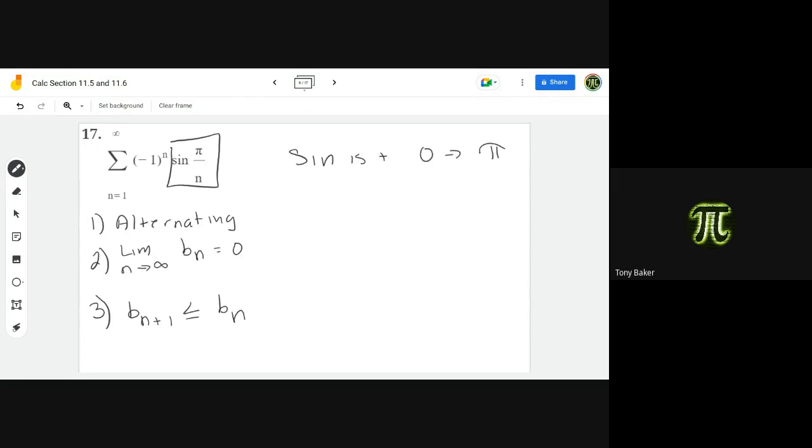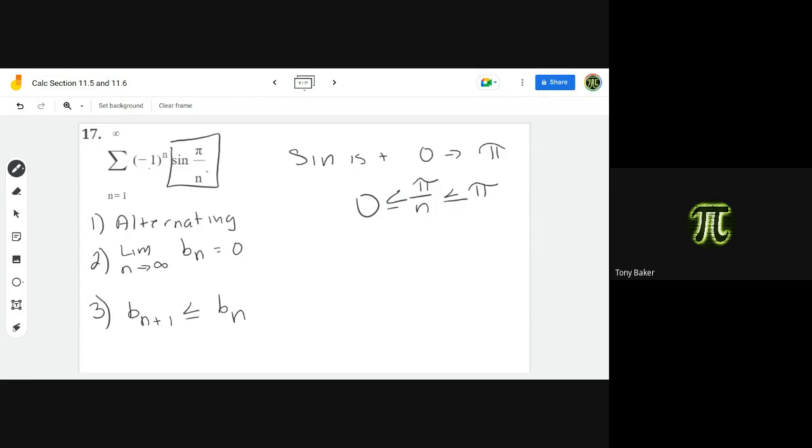So, no, you just have to show. In this case, sine is positive between 0 and pi, right? Pi over n is always less than or equal to pi and greater than or equal to 0. It's between there. So since the number that I'm using is always between 0 and pi, it's always positive. So we're good, because as long as that's positive, that does alternate.